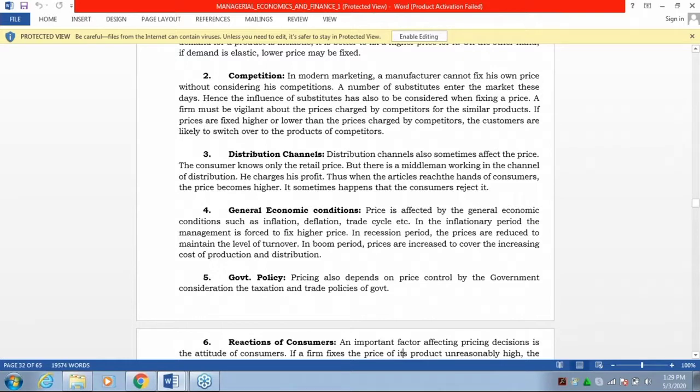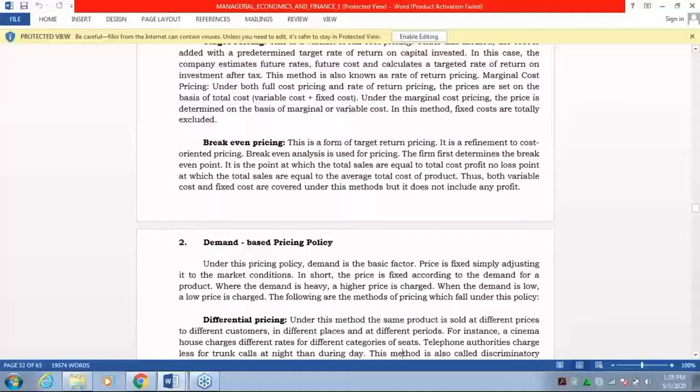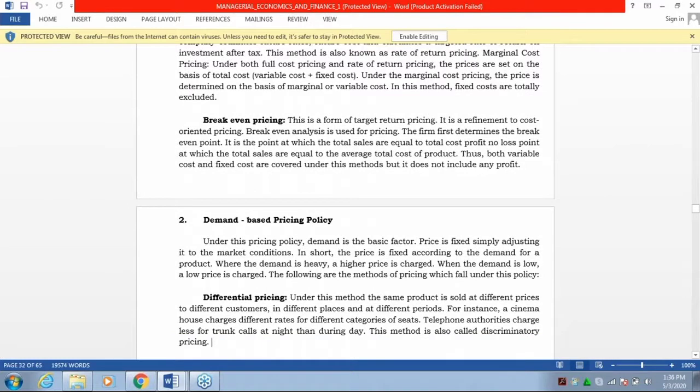Then the break-even pricing. This is a form of target returns pricing, and it is a refinement of cost-oriented pricing as well. Break-even analysis is used for pricing, and the firm first determines the break-even point. That is the point at which there is no profit and no loss, the point at which the total sales are equal to the average total cost of the product. Both the variable cost and the fixed cost are covered under this method, but it does not include any profit.